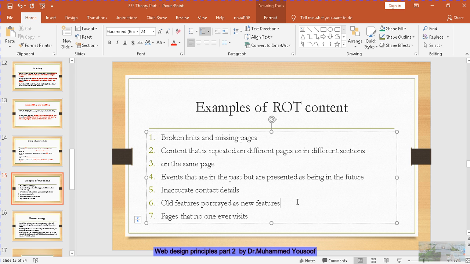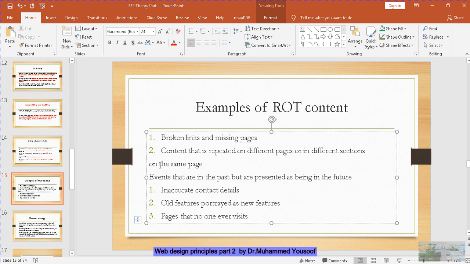Content that is repeated on different pages. For example, I will give you an example. Staff of DU. All the staff names are there about Dhofar University. Also, I have another page, CCBA staff, for example. That means the same data is repeated in 2 places, in different sections on the same page, or maybe in different pages also.